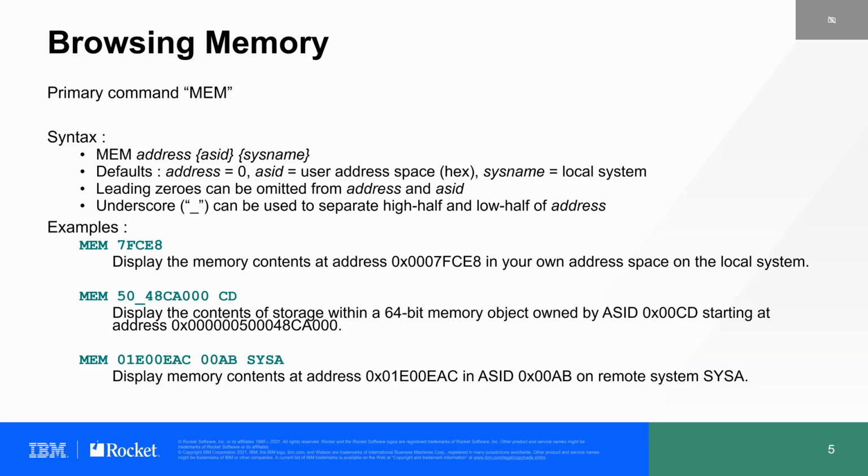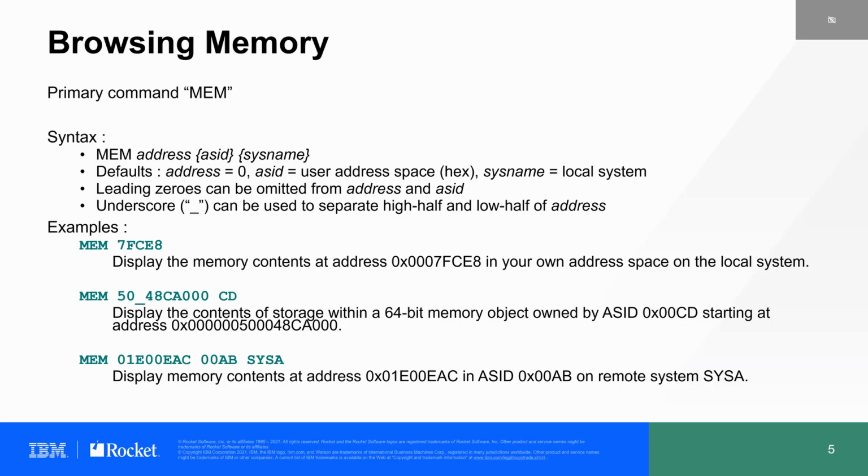So we've got it in the syntax. The default is 0 for the address, so if you just type in mem all by itself, you're going to be looking at virtual storage address 0, and you will be looking at your own user address space. ASID will default to your own user address space, and obviously your system name, if not specified, will default to your local home system. You can omit leading zeros from any hexadecimal keyword in the expression, and you can use an underscore to separate the high and low half of an address if you're dealing with 64-bit addresses.